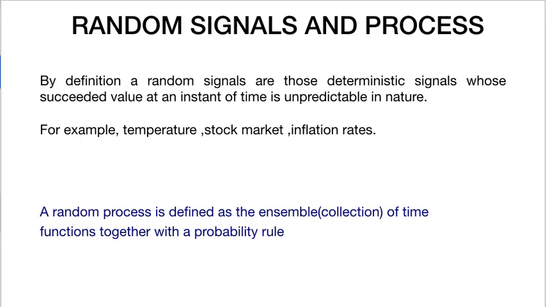Now, what are random signals and random processes? By definition, random signals are those deterministic signals whose succeeding value at any instant of time is unpredictable in nature. Thus, it is not that their existence is random in nature. They are there and very much deterministic, but whatever the next value they show is unpredictable in nature.